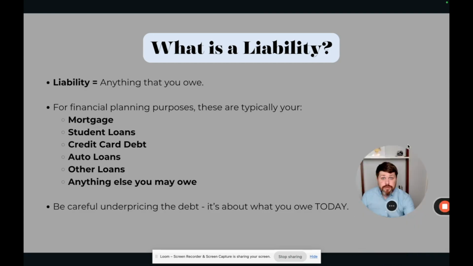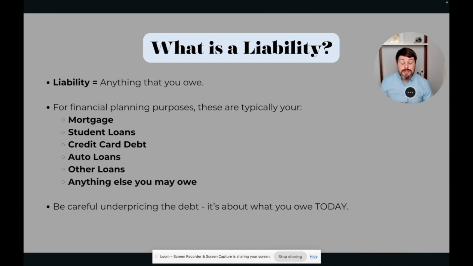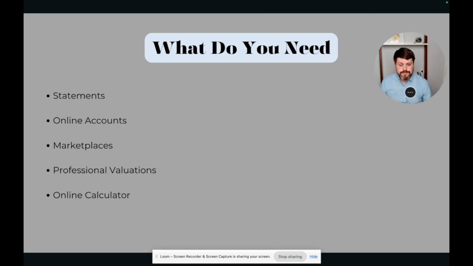You want to be careful underpricing these things because it's about what you owe today. You may be thinking, I have $5,000, I'm going to get rid of this liability at the end of the day. But if that never happens, your net worth calculation is going to be wrong. And so we want to make sure that we're actually doing this correctly and evaluating our liabilities correctly.